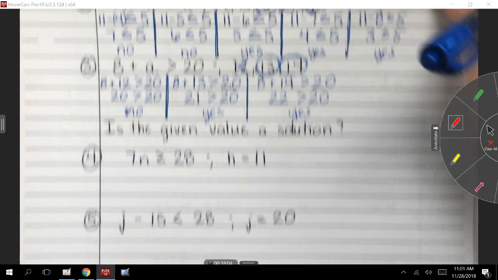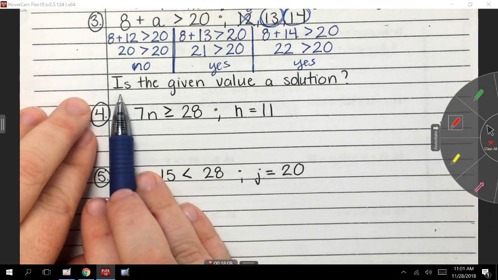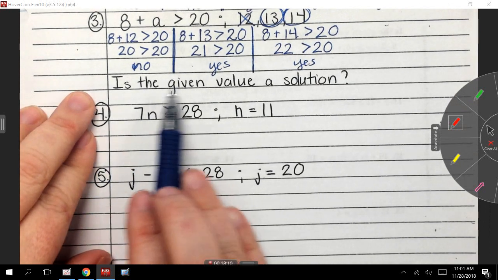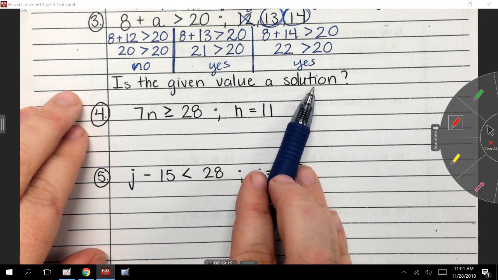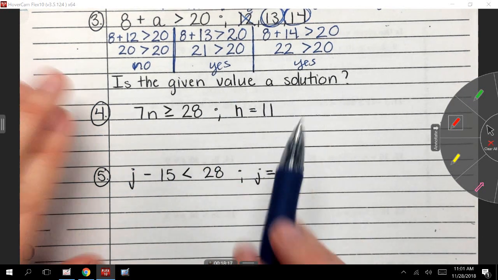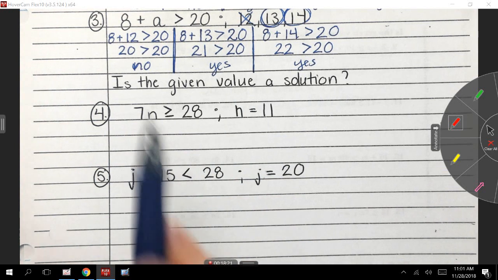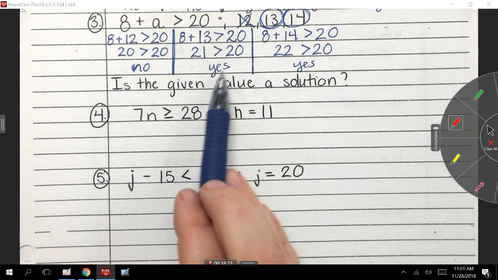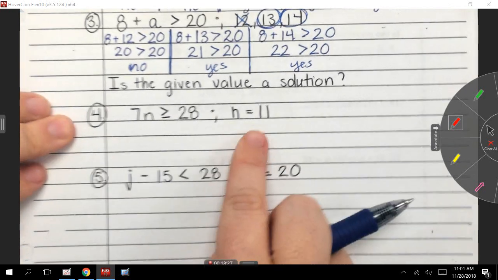All right, let's look at the bottom ones. The bottom ones are even better. All right, so let's read the directions. It says, is the given value a solution? So what type of answer am I looking for to that question? What type of answer would I need, Camilla? Yes or no? A yes or no. Haven't we already been doing yeses and nos? Yeah.